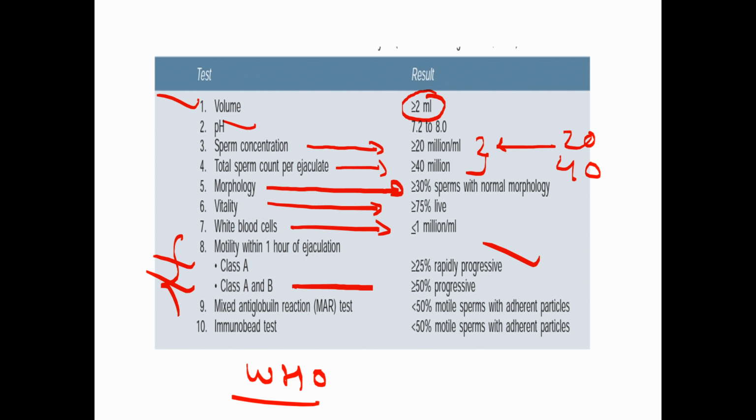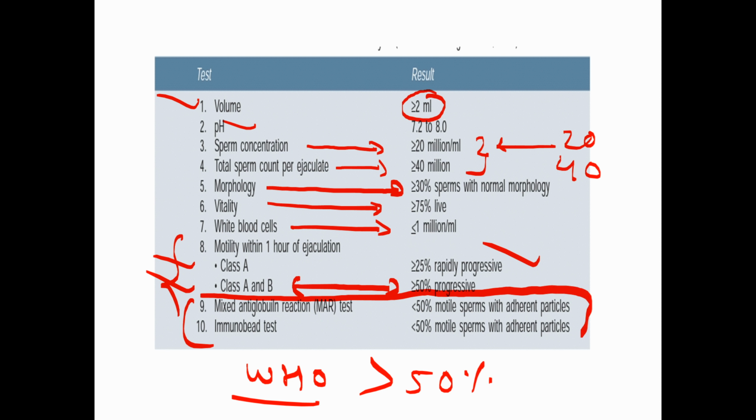Now the next one is the total, which is the combination of class 1 and 2. The total motility must be more than 50%. If the motility is less than 50%, we have to perform a viability test by eosin. The next is the immunological test for detection of anti-sperm antibodies, that is the immunobead test, and the mixed antiglobulin reaction, that is the MAR test.